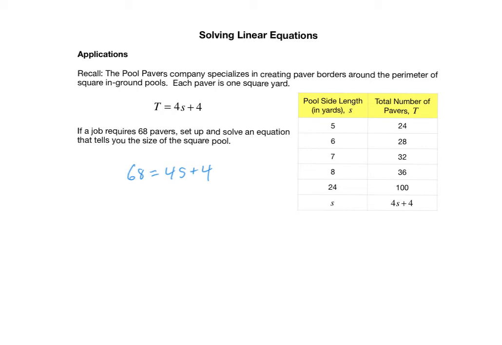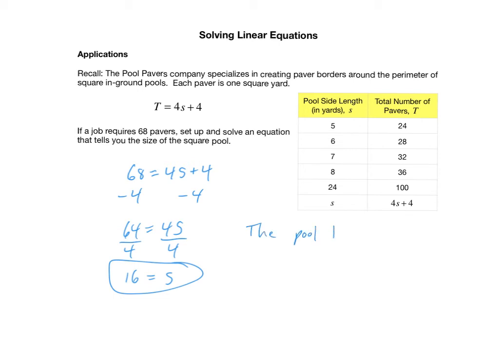So let's solve this. Of course, we need to subtract 4 from both sides, giving us 64 equals 4S. And then if you divide both sides by 4 to isolate S, you get 16 equals S. So this pool has side length 16 yards. Pretty big pool.